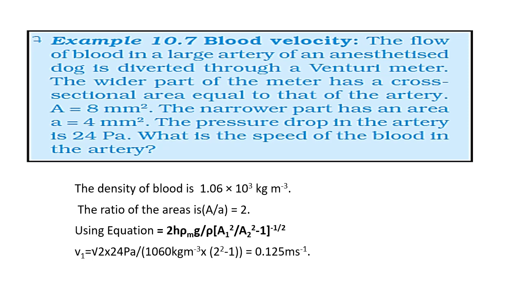Now the pressure difference P1 minus P2 is given to you, that is 24 Pascal. And the blood density is 1.06 into 10 to the power 3 kilogram per meter cube. Ratio of areas is 8 by 4 millimeter square. The same units, that means it will be 2. So by putting all these in this equation, you can find out the value of velocity and that will come out after solving as 0.125 meter per second.